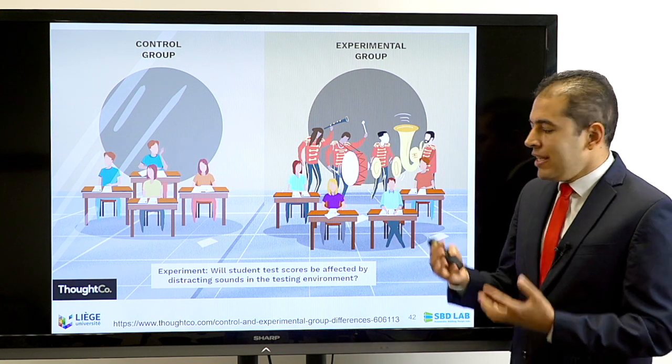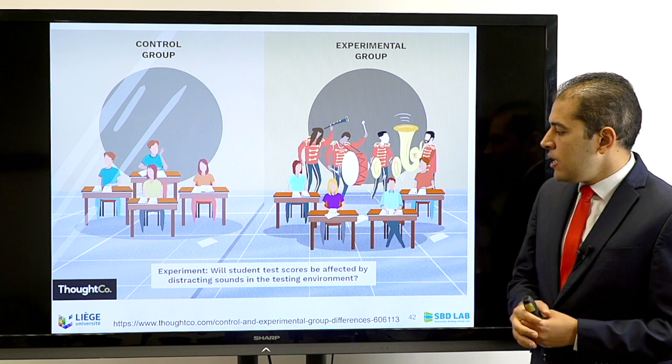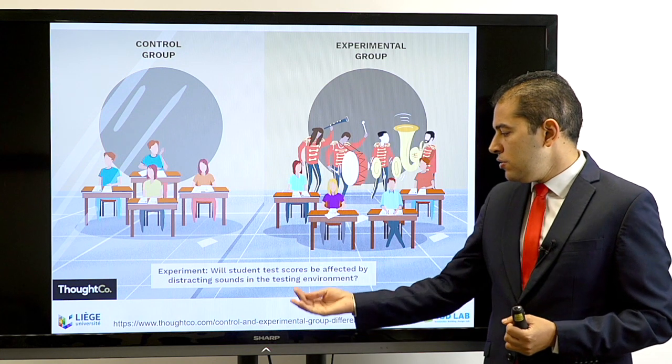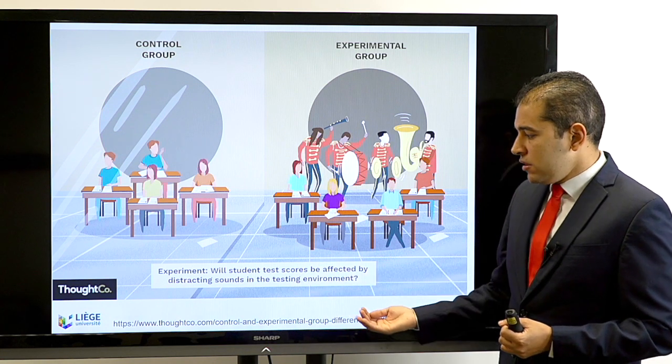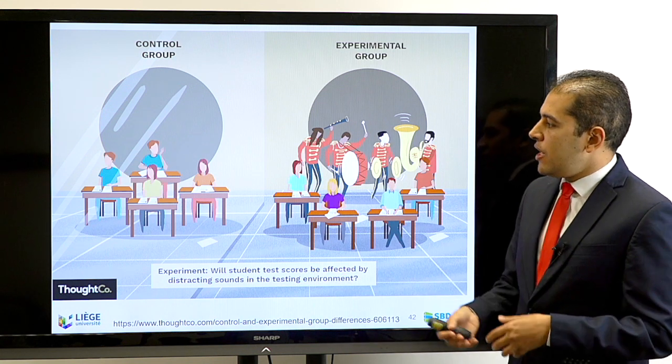Let's take this example. This is a control group with subjects. So the subjects are human beings. Here I want to have an experiment. Will the student test score be affected by distracting sounds in the testing environment? So in this sense, I have a control group.